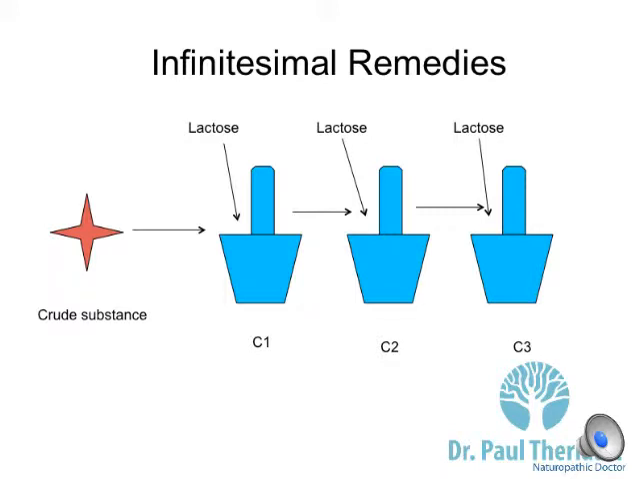Do that again for another hour. Take one part of the resulting mixture, which is called the C2 trituration, and grind it up with another 100 parts of lactose. This is called the C3 trituration.